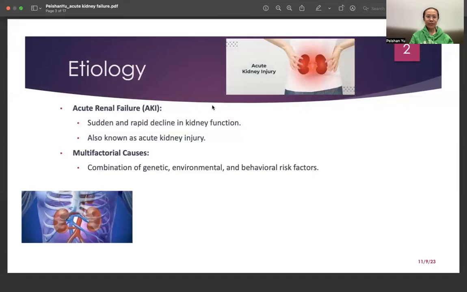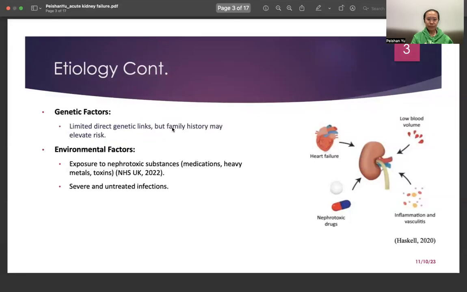So acute renal failure, also known as acute kidney injury, is a condition characterized by a sudden and rapid decline in kidney function. The causes of acute renal failure can be multifactorial, involving a combination of genetic, environmental, and behavioral risk. So genetic factors: while there may be genetic predispositions to kidney diseases, the majority of cases of acute renal failure are not directly linked to genetic factors. However, individuals with a family history of kidney disorders may have a higher risk.